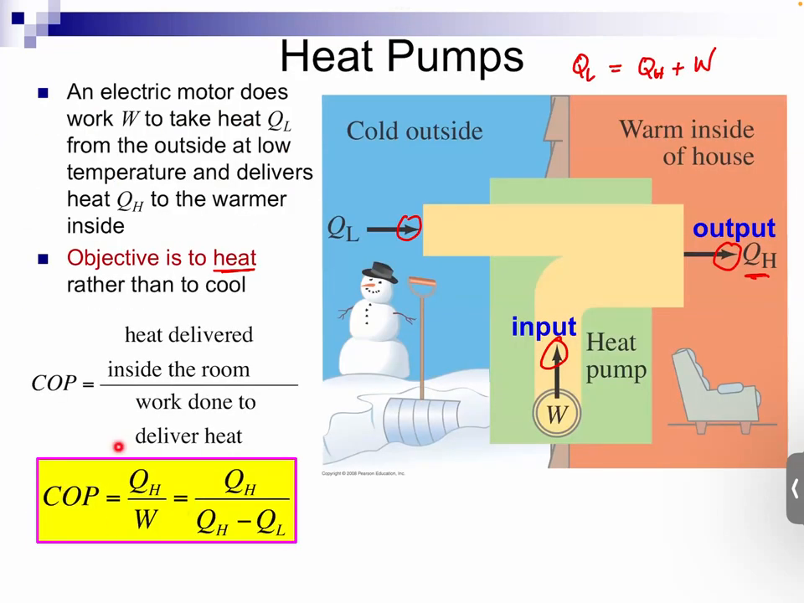So this is again for a real heat pump. For an ideal or Carnot heat pump, we can again write down the coefficient of performance in terms of the temperatures instead of in terms of the energy. So instead of using QH and QL, you use TH and TL.